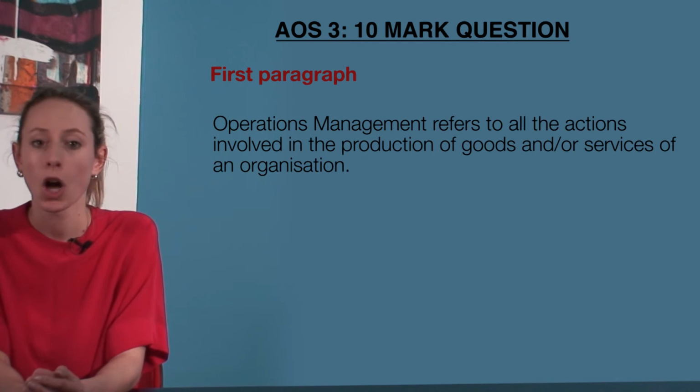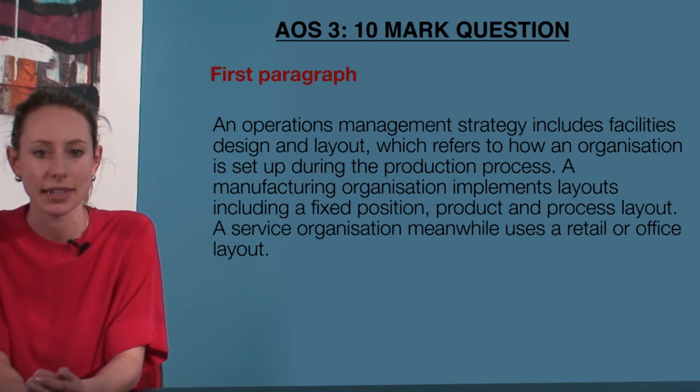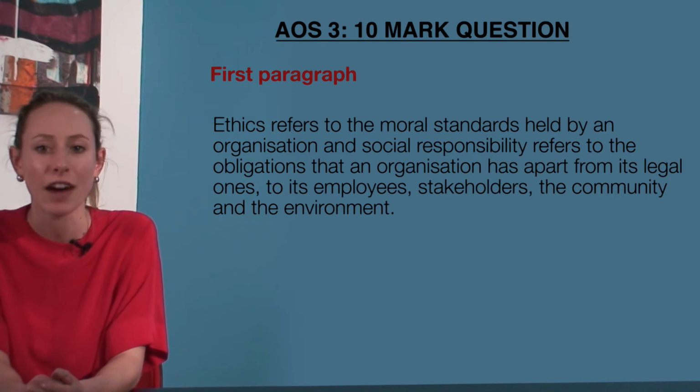For example, operations management refers to all the actions involved in the production of goods and/or services of an organisation. An operations management strategy includes facilities design and layout, which refers to how an organisation is set up during the production process. A manufacturing organisation implements layouts, including a fixed position, product, and process layout. A service organisation, meanwhile, uses a retail or office layout. Ethics refers to the moral standards held by an organisation, and social responsibility refers to the obligations that an organisation has, apart from its legal ones, to its employees, stakeholders, the community, and the environment.